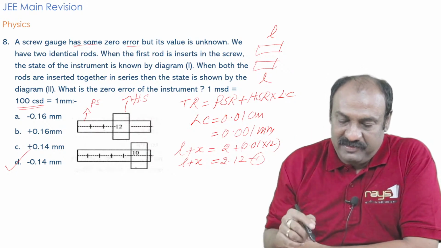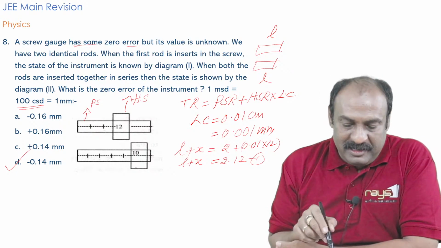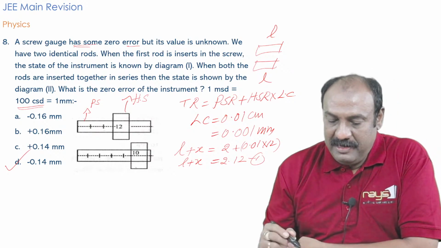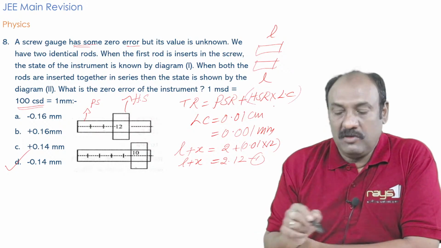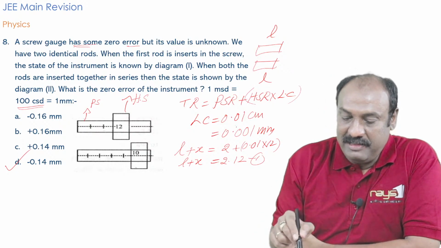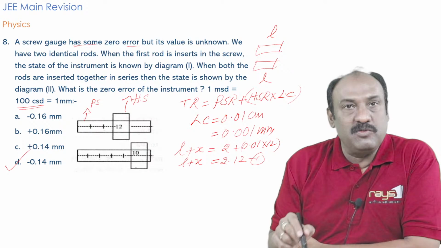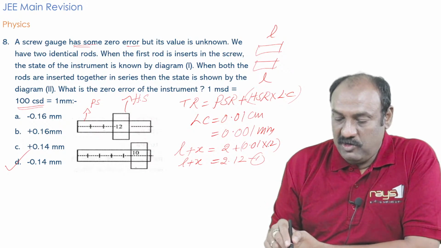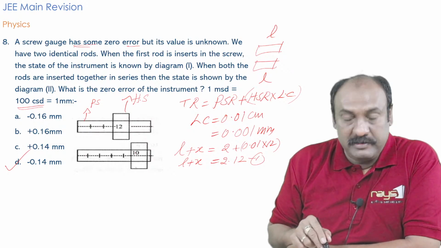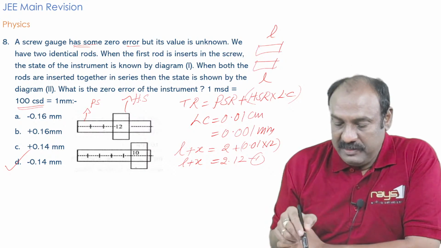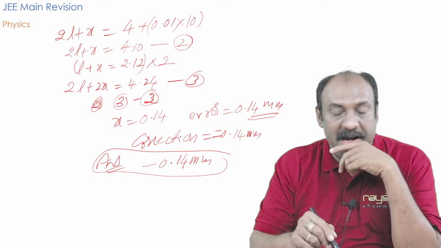So what is the basic equation for the length of this rod inserted between the screws of the screw gauge here? It is total reading equal to pitch scale reading plus head scale reading into least count. So least count according to this given data is calculated as 0.01 centimeter, that is 0.001 millimeter, but in centimeters we want. So that is 0.01 into 12 for first diagram and 4 plus 0.01 into 10 for second diagram. So from this we get L plus x equal to 2.12 and 2L plus x equal to 4.10.